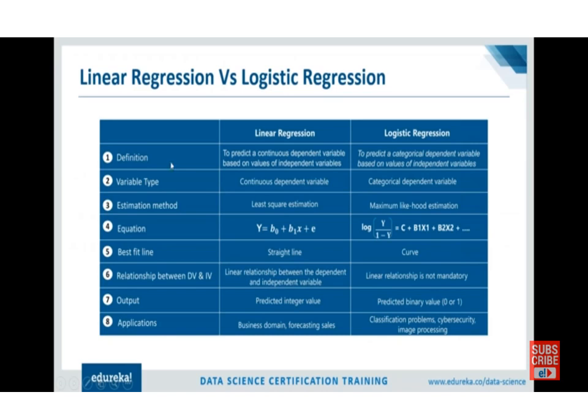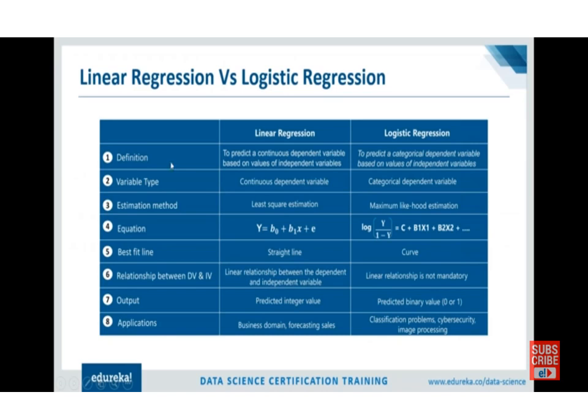The sixth point, the relationship between DV and IV. Linear relationship between the dependent and independent variables. So what is DV and IV? Dependent variable and independent variable. The relationship in linear regression is linear, right? But in logistic regression, the linear relationship is not mandatory, right?